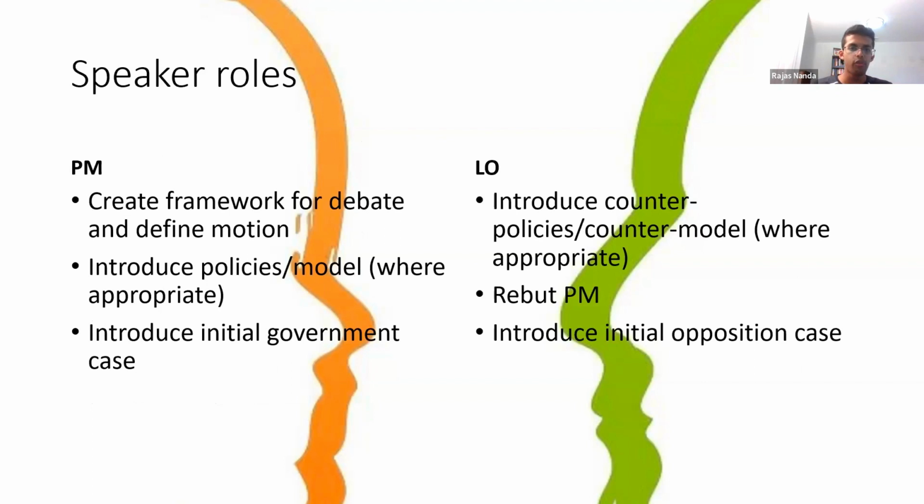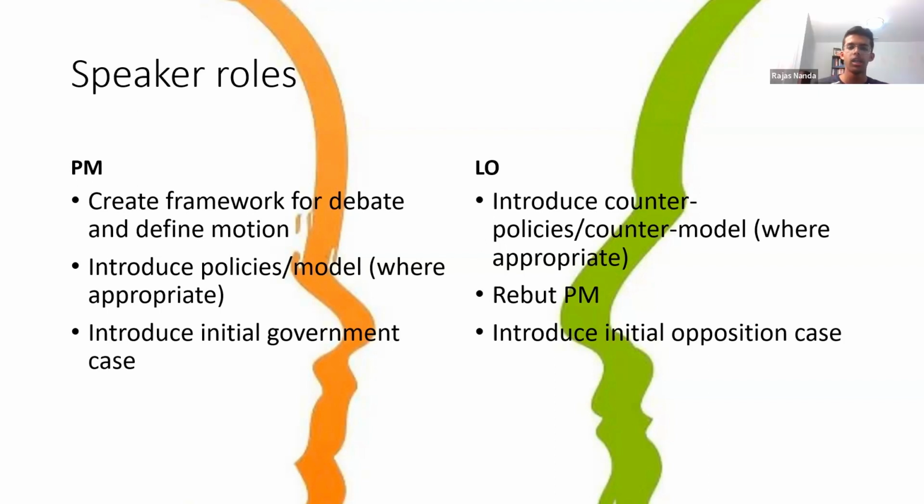What they need to do is create a framework for the debate and define the motion. So sometimes the motion is not very clear. And so the first speaker needs to really lay out what the debate is about, what the motion is really trying to get at. Then they introduce policies and something called a model. I'll go more into that. And lastly, they introduce the government case.